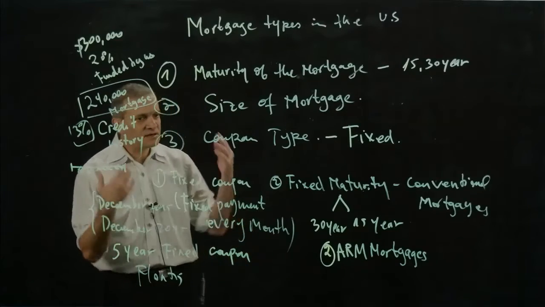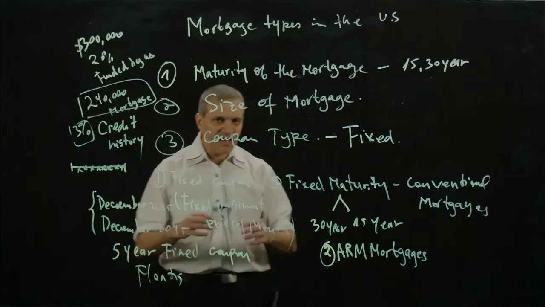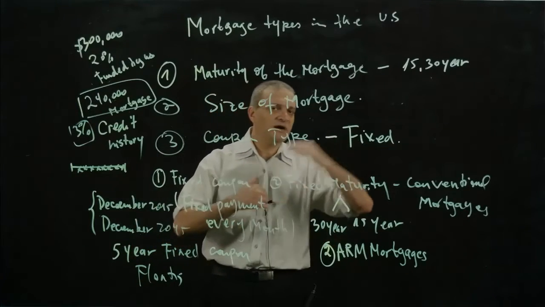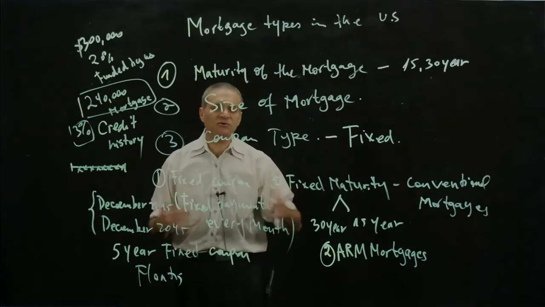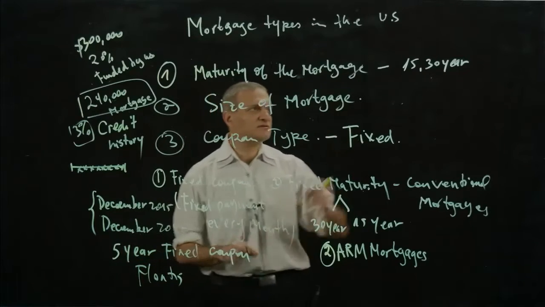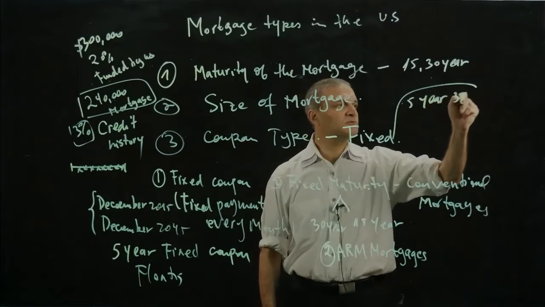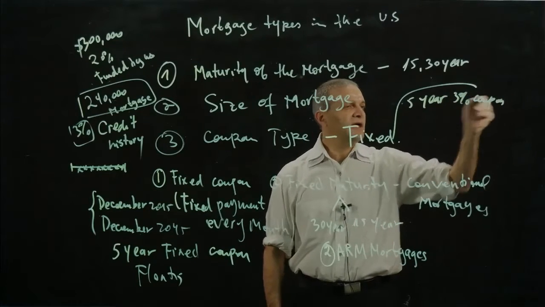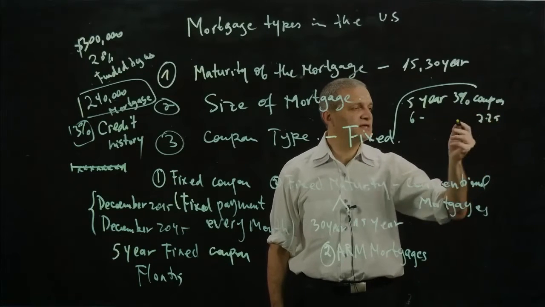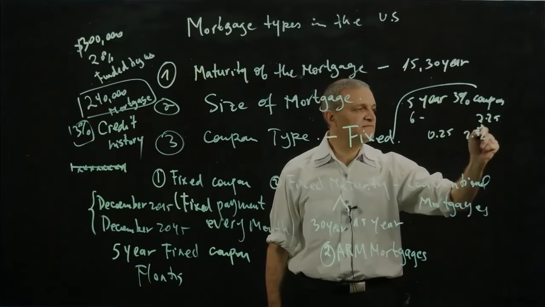So there are a couple of indexes, like a LIBOR index that we talked about. And then you have LIBOR plus a margin, and depending on the LIBOR, the coupon is adjusted, usually on an annual basis. So let's say first 5 years you have a 3% coupon, and after that, the 6th year, it will be LIBOR plus 225 margin. So if the LIBOR is 0.25, you will pay only 2.5%.